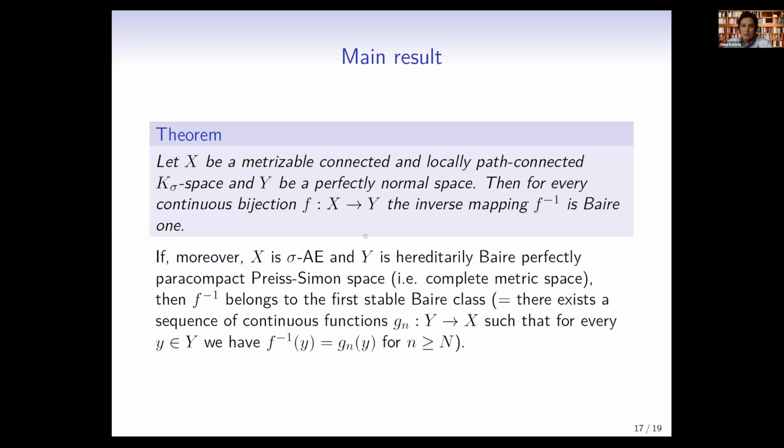And moreover, we may prove that if X is a sigma absolute extensor and space Y is, for example, a complete metric space, then the inverse map belongs to the first stable Baire class. It is sigma continuous and belongs to the first stable Baire class. That means that we have a sequence of continuous functions which stabilizes for sufficiently large n.